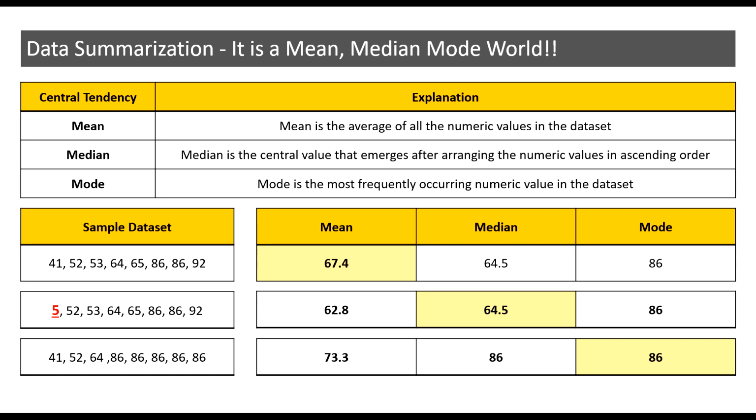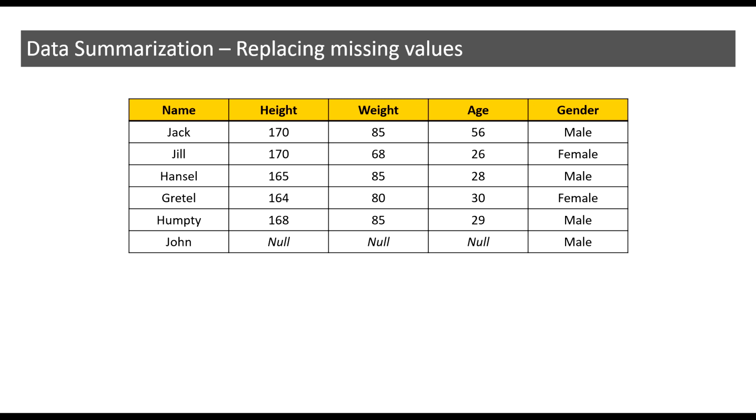Now, let us understand the application of central tendencies towards machine learning. Suppose in a sample dataset, we have missing values for a particular observation. We can either ignore this record or observation or replace the missing values with a value that does not heavily tamper with the dataset. Here, we can observe that the observation John has missing values of height, weight, and age.